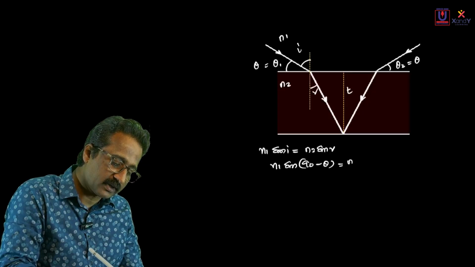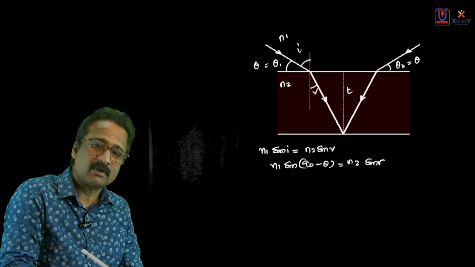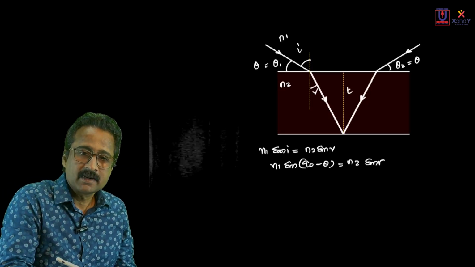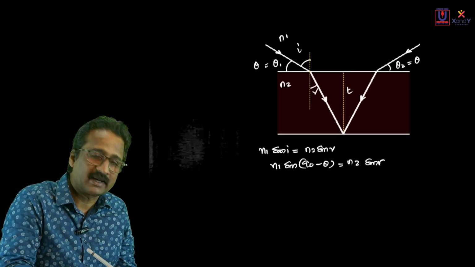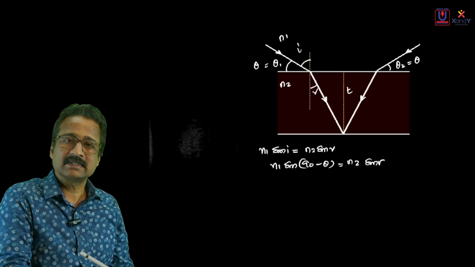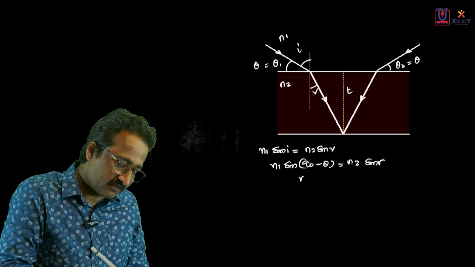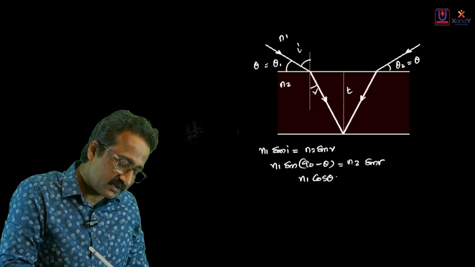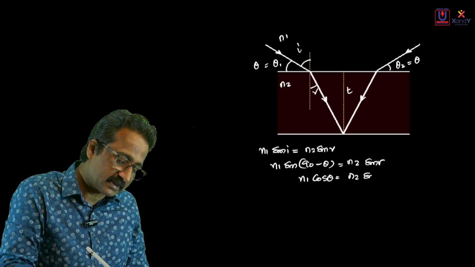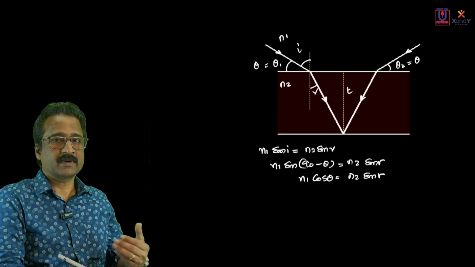That is equal to n2 into sine r. It is the same law of refraction rewritten. Okay, now let's see what is sine 90 minus theta. Sine 90 minus theta is cos theta. So n1 into cos theta is equal to n2 into sine r. This is actually the law of refraction.